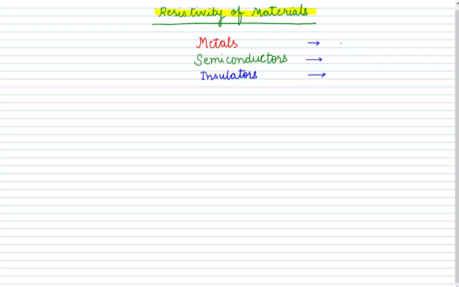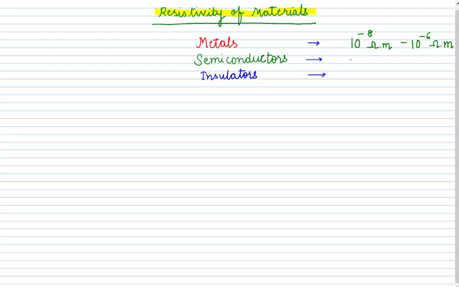Since the metals are very good conductors, the value of conductivity is very high, and if the conductivity is high, that means the resistivity is very low, since conductivity and resistivity are opposite to each other. So the resistivity of metals has a very low value. It lies between 10 to the power minus 8 ohm into meter and 10 to the power minus 6 ohm into meter. That is the very low value of the resistivity of metals.